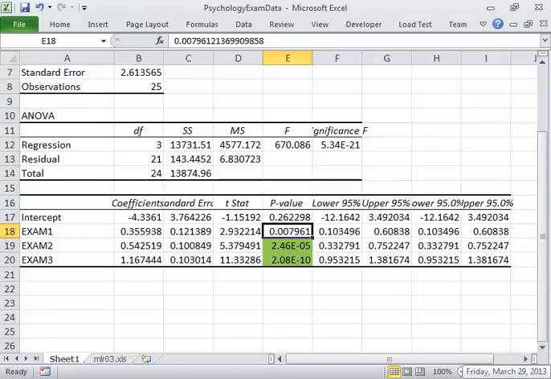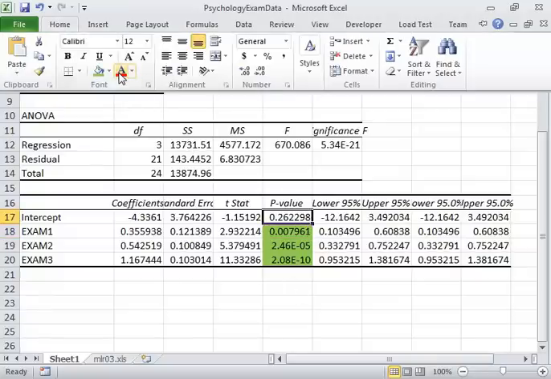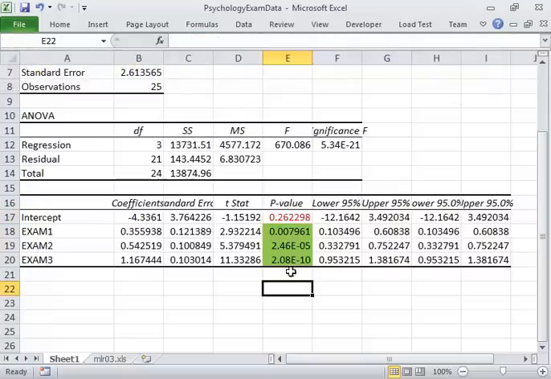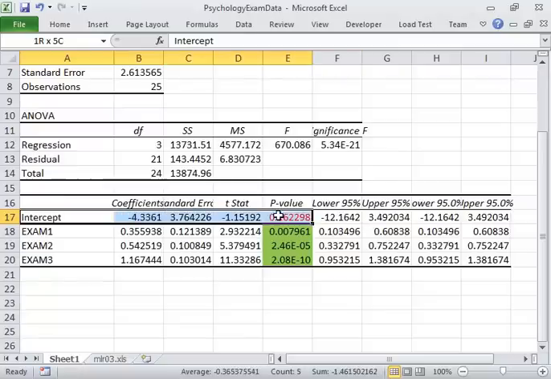Now our p-value for exam 1 is 0.007, or 0.7%, higher than the p-values of the other 2, so this has less of a chance of being a part of the answer, but still so low that it's almost definitely part of the answer. So we're going to keep that. However, the p-value for our intercept is 26%. So there's a 26% chance that there is no intercept, there is no constant in this equation.